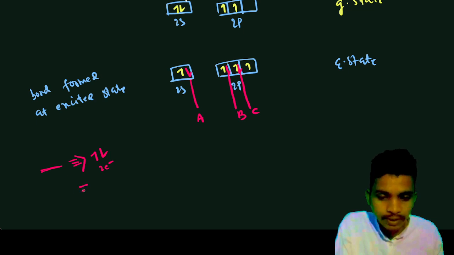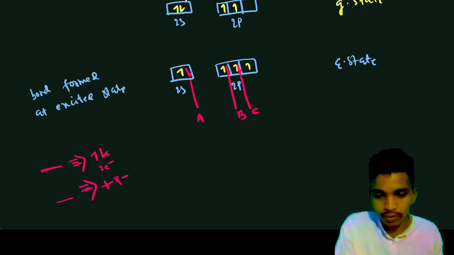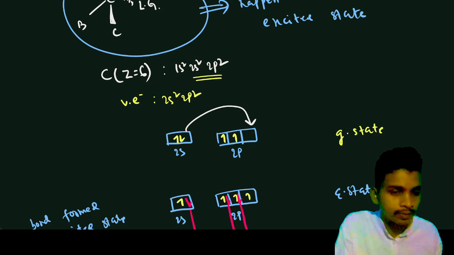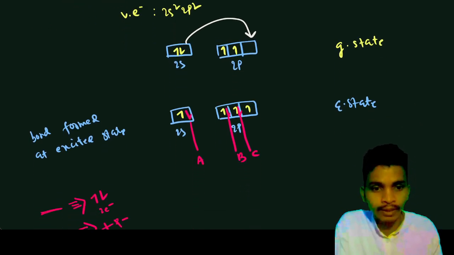Or sometimes we see that this bond means positive and negative. So please note that whenever you say bond, either two electrons are there, or positive and negative charge is there, and that will make this bond. So this has the bond because of two electrons, and here also two electrons, and these are the leaving groups. Or it's better to take examples.